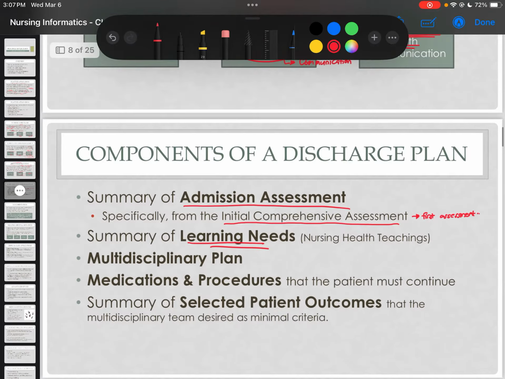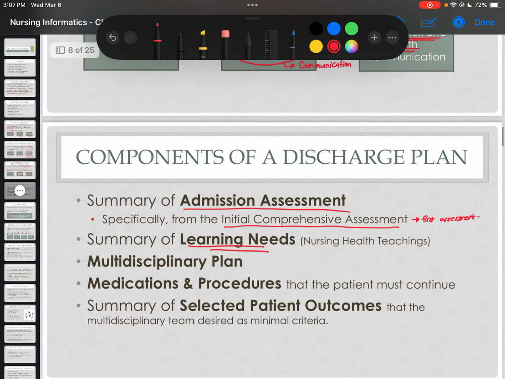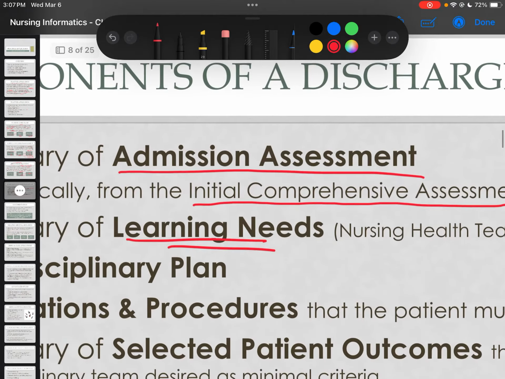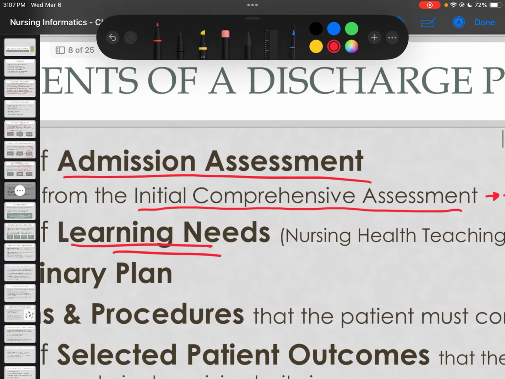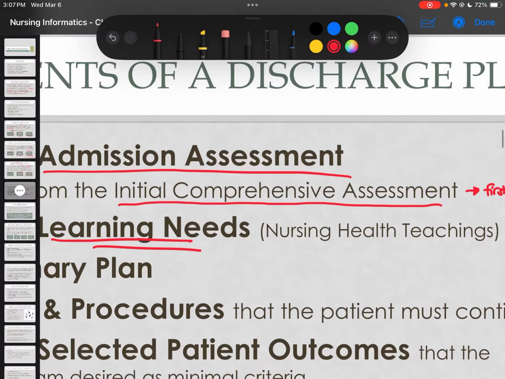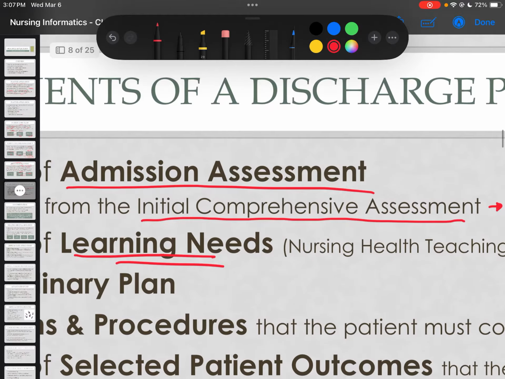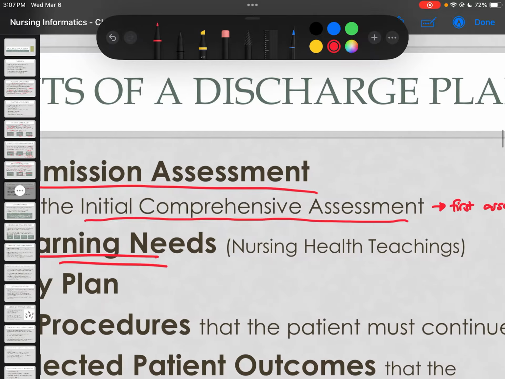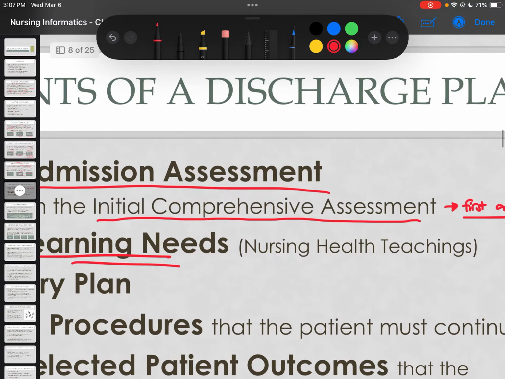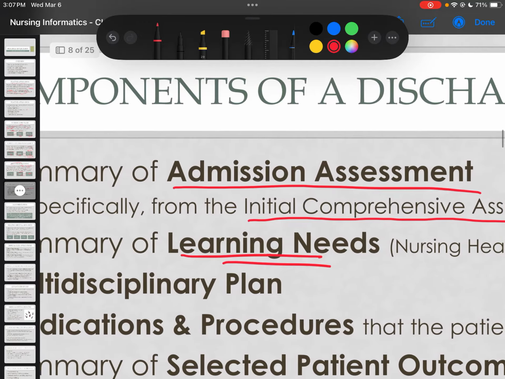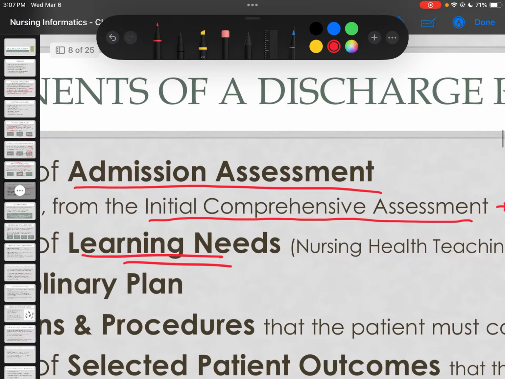Okay? So here are the components of the discharge plan. Number one is a summary. Okay, dapat inyo nibutang ang summary of the assessment specifically from your initial comprehensive assessment. Okay, if you remember from your health assessment, the initial comprehensive assessment is the first assessment we do when the patient comes into the hospital. Muna yung pinakauna. As the term itself, no, initial, it is the first and it is comprehensive.